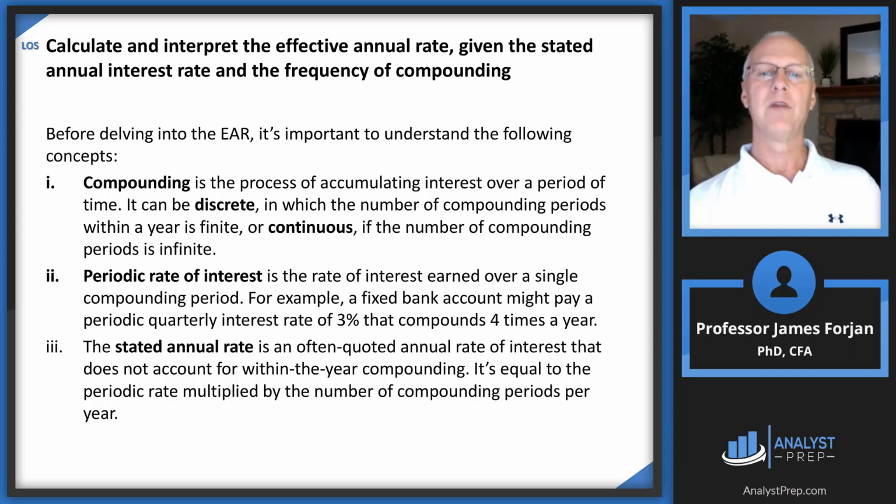The periodic rate of interest is the rate of interest earned over a single compounding period. The stated annual interest rate is an often quoted rate that does not account for the within the year compounding. A mortgage loan, for example. Those of you who have bought houses will have been told by the mortgage banker that the interest rate is 6% per year, but that translates into a different effective annual rate because of the compounding 12 times per year.